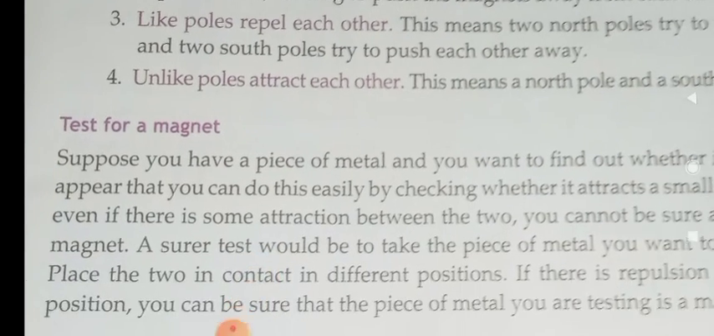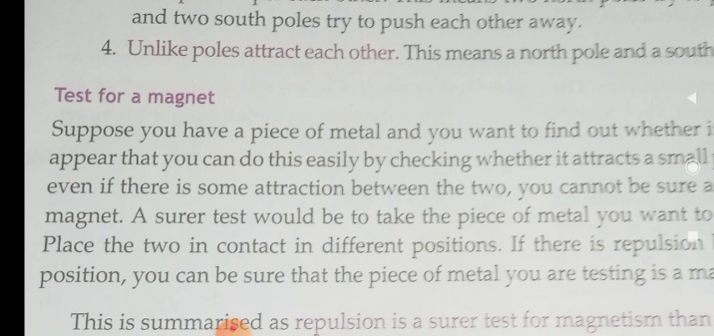What is the way to identify an object as a magnet? For this you can use a simple technique. Suppose you have a piece of paper or a piece of metal, and you want to find out whether it is a magnet. It would appear that you can do this easily by checking whether it attracts a piece of iron. However, even if there is some attraction between the two, you can't be sure which of them is a magnet.